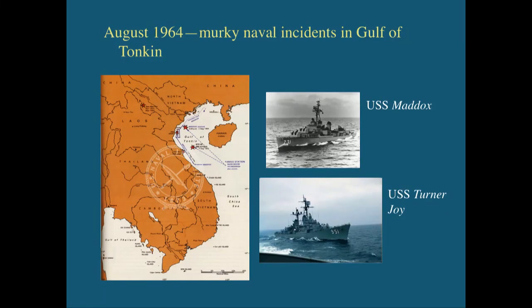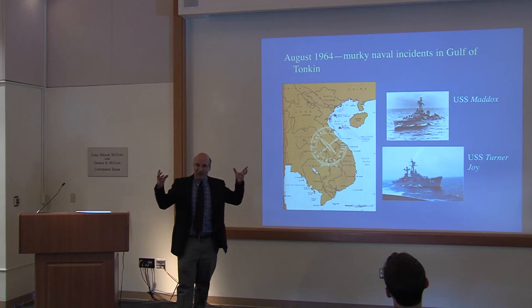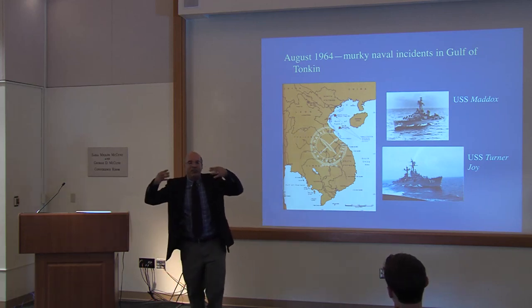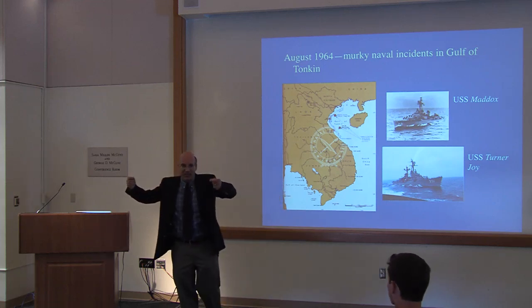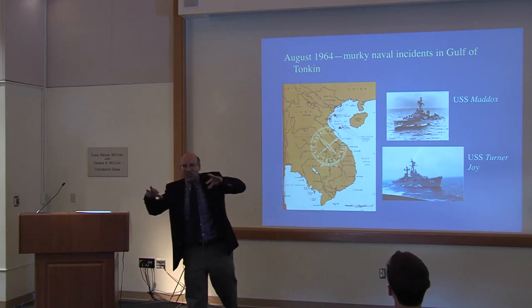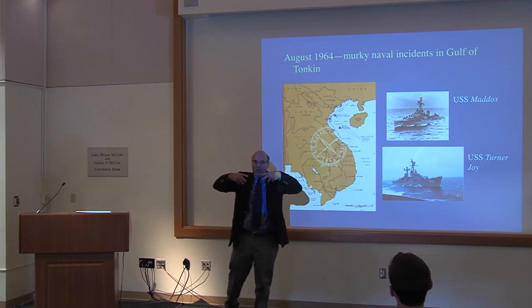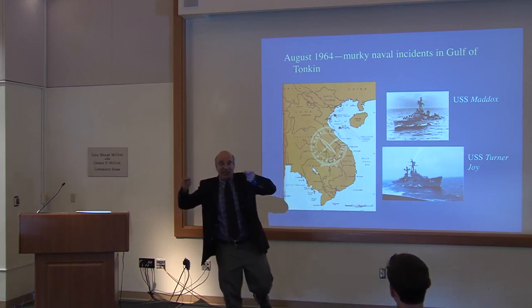Essentially, what happened is that in August 1964, there were a series of murky incidents off the coast of North Vietnam in the Gulf of Tonkin that the Johnson administration portrayed as acts of aggression against the US Navy. But even at the time that these events were occurring, there was considerable uncertainty about what was actually occurring, and there really was not, inside the Johnson administration, a strong belief that North Vietnam had actually attacked the United States.